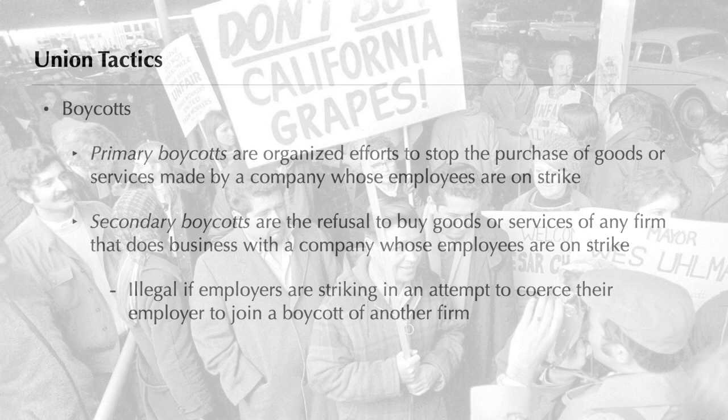A secondary boycott is a refusal to buy the goods or services of any firm that does business with a company whose employees are on strike. For example, you would be participating in a secondary boycott if you refused to buy lunch or any other goods at the Griffin's Nook Comic and Sandwich Shop because the store carried comic books by White Tiger Press, whose employees are on strike. The Taft-Hartley Act, however, made secondary boycotts illegal if workers are striking in an attempt to make that employer join a boycott of another firm.